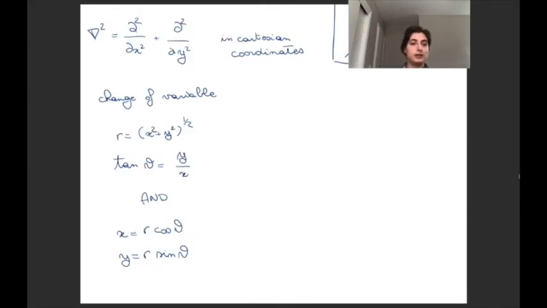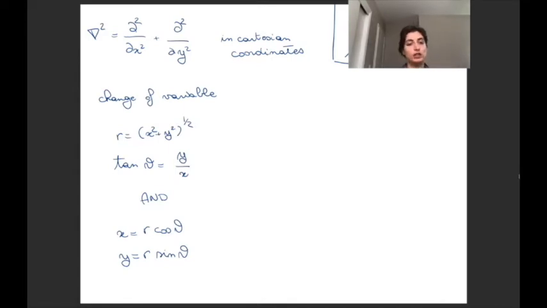In Cartesian coordinates, our nabla squared is delta squared over delta x squared plus delta squared over delta y squared. We want to make a change of variables. We want to go to r and theta. We can write it in two ways. Either we write r as the square root of x squared plus y squared, and theta satisfying the tangent of theta being equal to y divided by x, or in the other direction we can write x as r cos theta and y equals r sin theta.